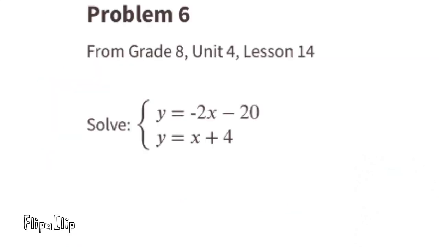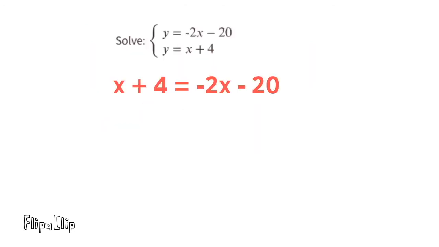Problem number 6 from 8th grade, Unit 4, Lesson 14. Solve. We can rewrite this as a system of equations where x plus 4 equals negative 2x minus 20. Add 2x to both sides of the equal sign. That leaves us with 1x plus 2x on the left for a total of 3x, and on the right side of the equal sign, the x's are canceled out.